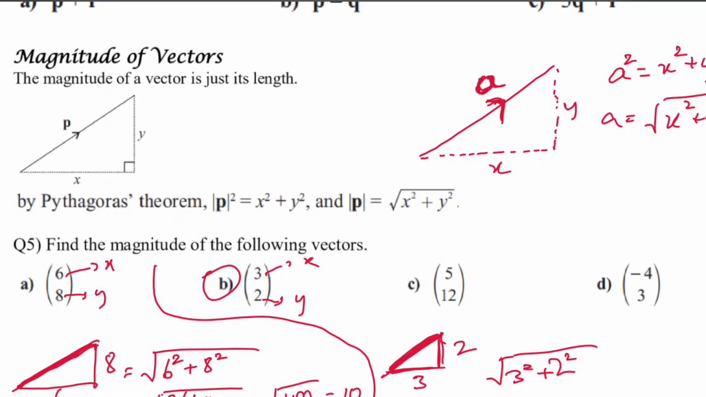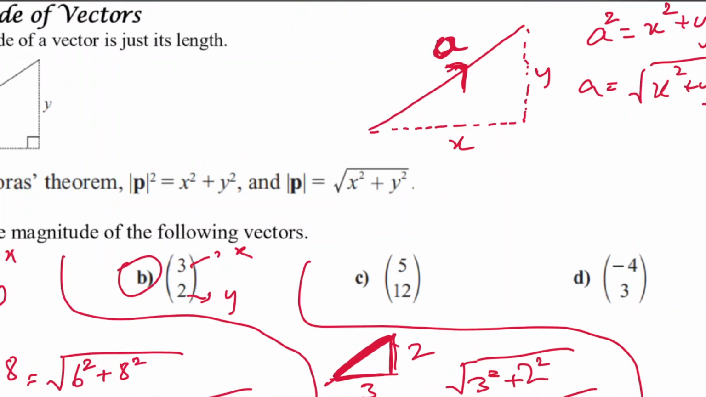So 3 square is what? 9, and 9 plus 2 square is 4. 9 plus 4 is 13, and under root of 13 gives you some answer like 3 point something. Let me check the answer. Root of 13, you can use a calculator. It's 3.60. Okay. So I hope this is clear to you.